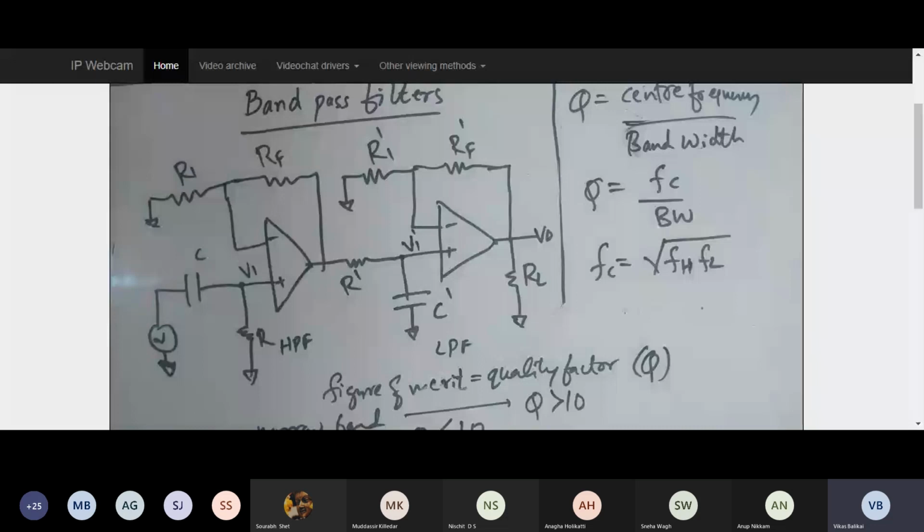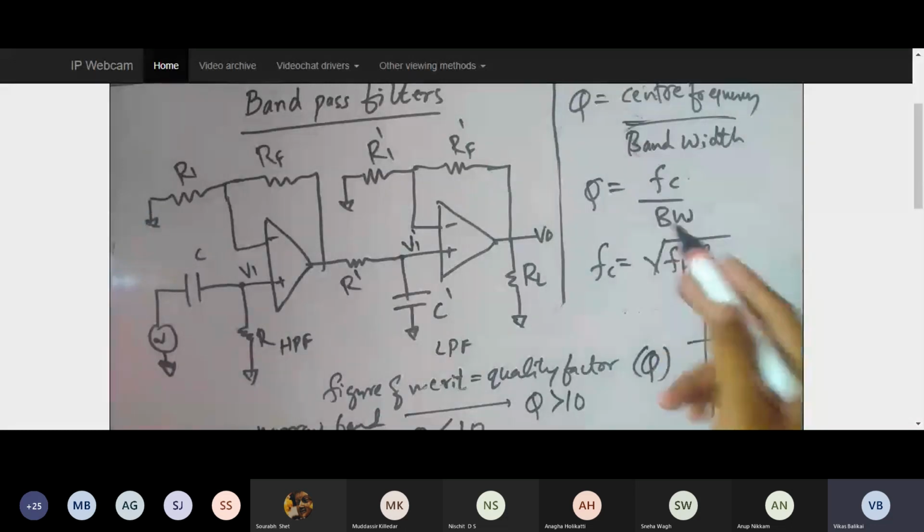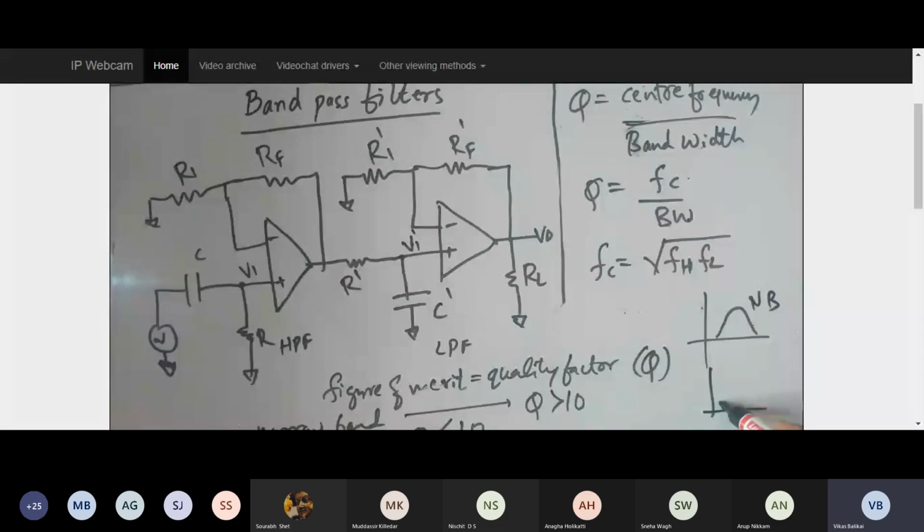Whatever FC I get, I substitute over here, and whatever bandwidth I have, I substitute over here. If I do the division and get a value more than 10, I say it is a narrow band filter. A narrow band filter will be very narrow, something like this. If I calculate Q and it comes out to be less than 10, then my filter will be a wide band filter, with a graph something like this. So this is how I categorize the band pass filter as wide band or narrow band based on Q.